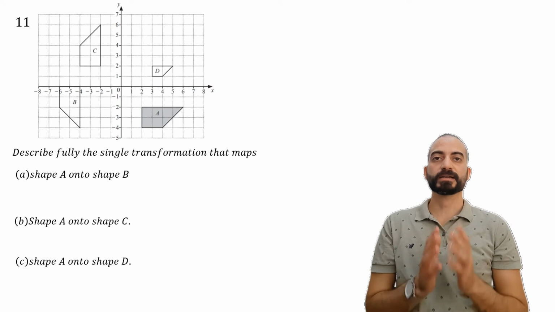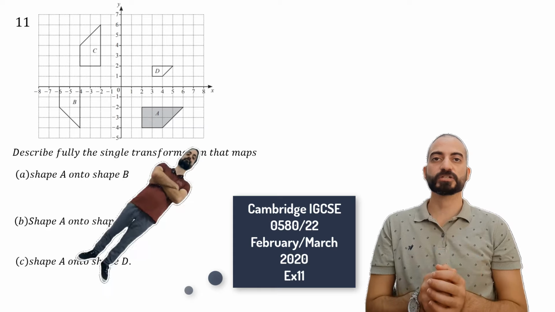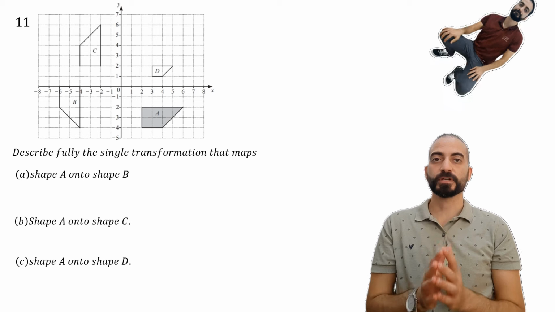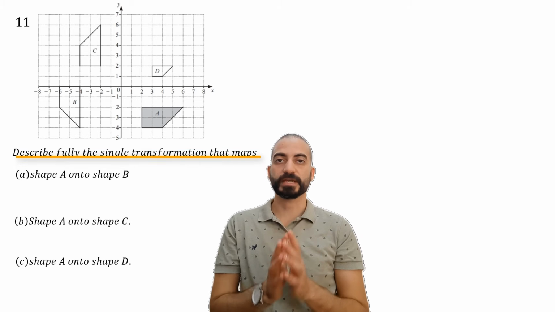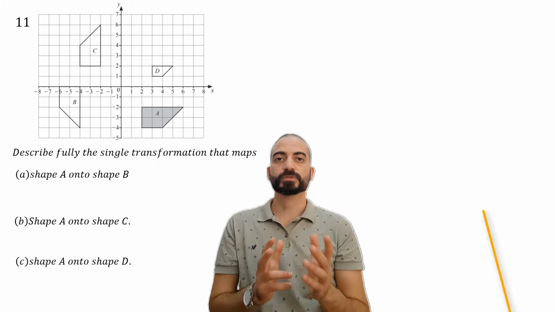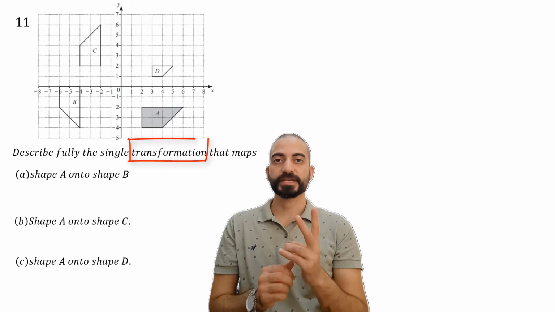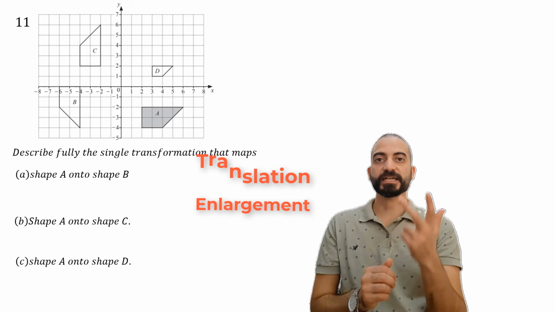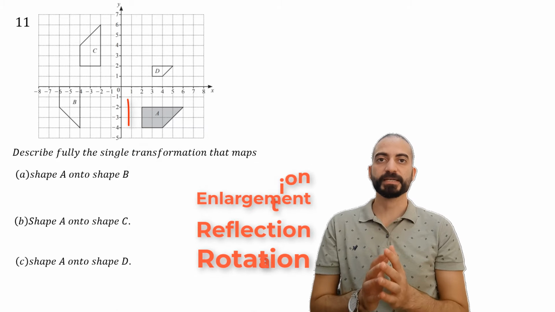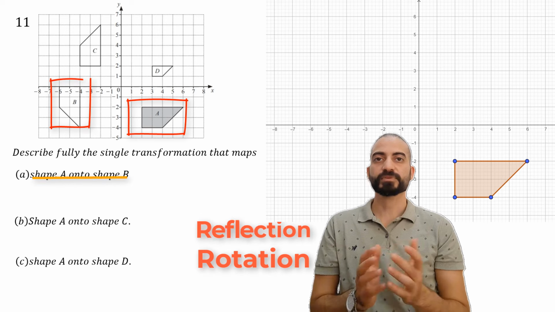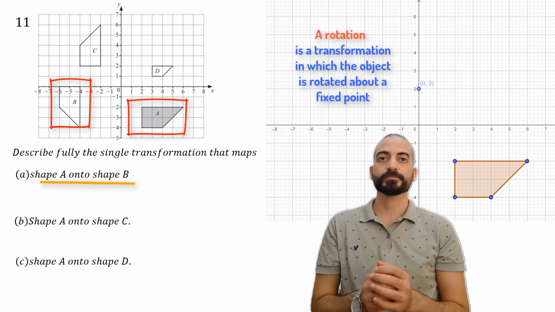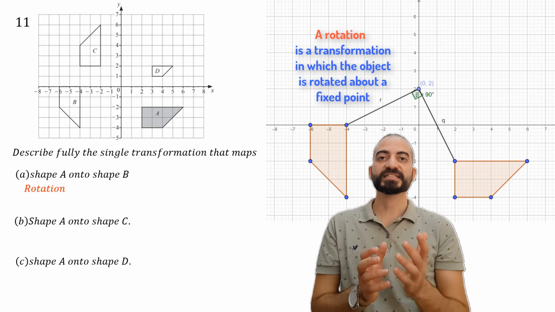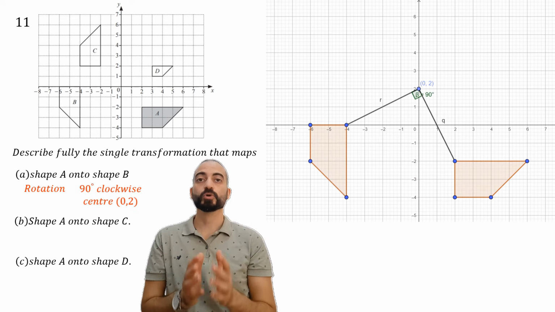Hello everyone, we will start by solving question 11 of the Cambridge IGCSE 2020 exam. What is required of us in the question is to fully describe the single transformation that maps shape A onto shape B. When he tells us transformation, 4 things must come to mind: translation, enlargement, reflection, and rotation. As we can see, there is rotation, center 0, 2, and angle 90 degrees, clockwise.